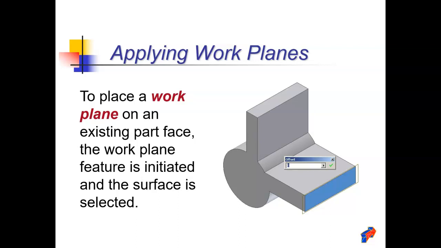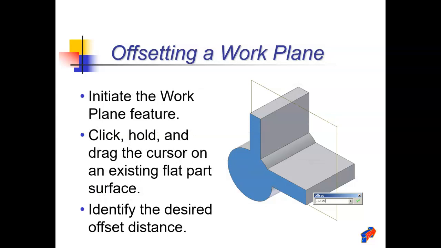You'll see that they have a window open that says offset. By clicking, holding, and dragging, you can move that plane in a positive or negative fashion in any given direction of that plane. So what they're saying here is you initiate the work plane feature, click, hold, and drag the cursor or your mouse on an existing flat part of the surface, identifying the desired offset distance. Or you just click, drag in one direction, release the mouse, and then type in the exact distance that you want.